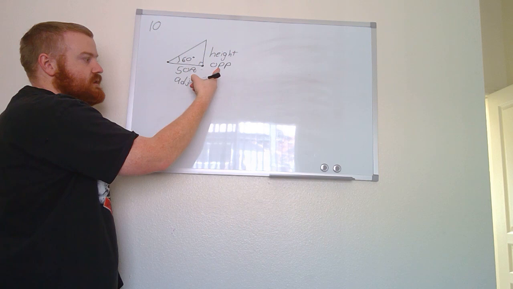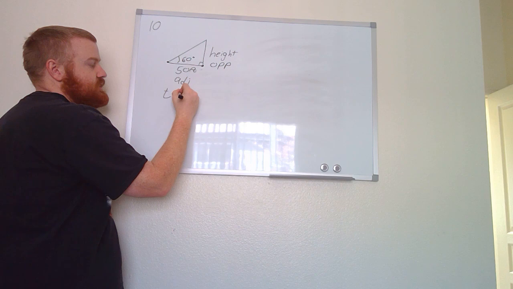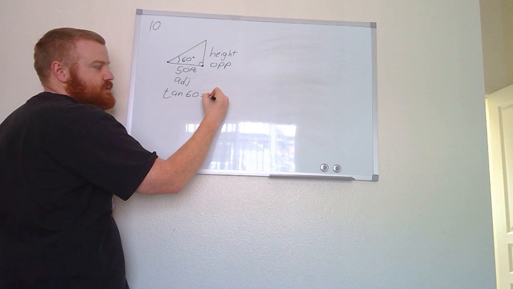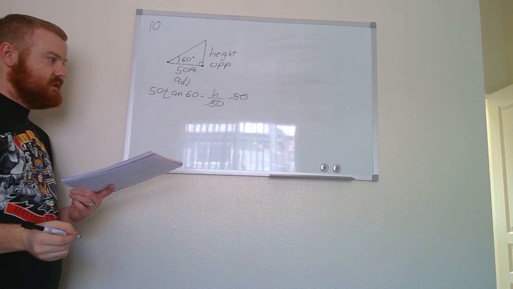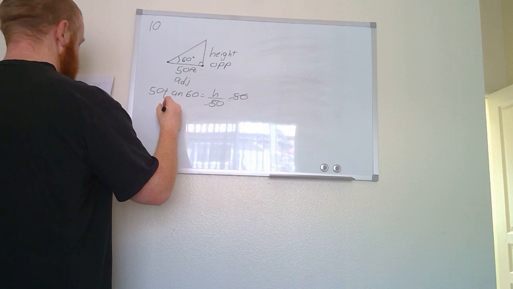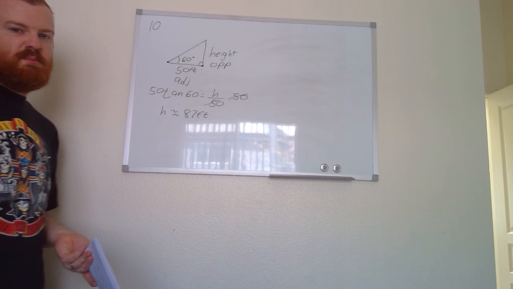So opposite and adjacent, that is going to be tangent. So the tangent of 60 degrees equals the opposite, which is the height, so I'll just call that h for height, divided by 50, because that's the adjacent. Now we multiply both sides by 50. So we have 50 times the tangent of 60 is equal to h. Now this, you plug it into your calculator, just like how you see it, and you will get that h is approximately 87 feet. So the building is approximately 87 feet tall.